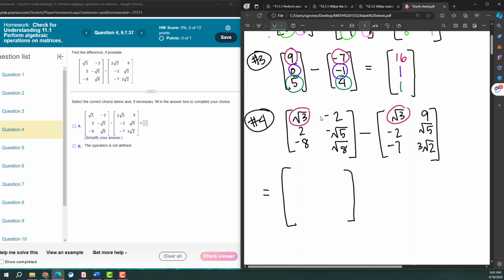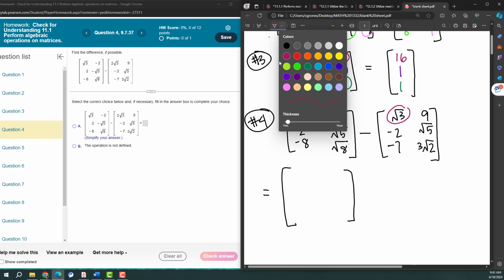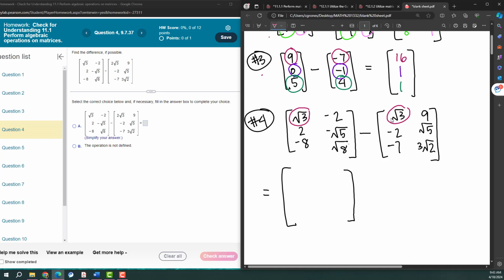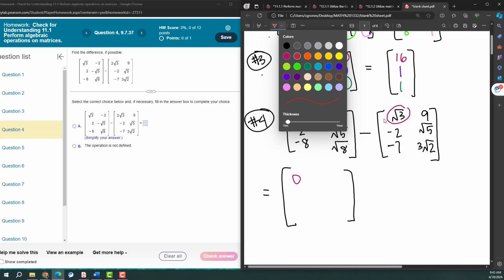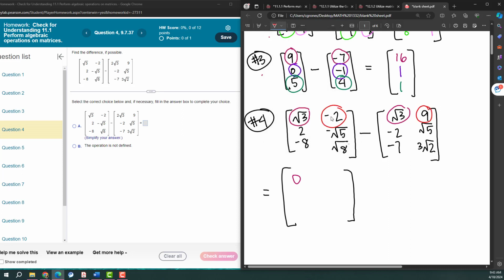So for our first row, first column, we have the square root of 3 minus the square root of 3. That is just going to give us 0 here. The first row, second column, we have negative 2 minus 9, which is going to give us negative 11. The second row, first column, we have 2 minus negative 2, which is a double negative, so it's going to be 2 plus 2, which we get 4.